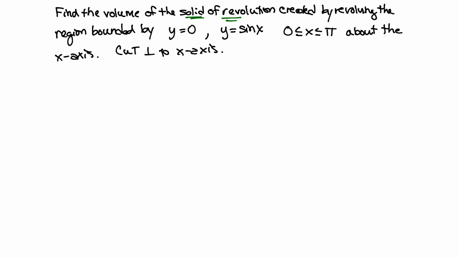Our warm-up problem for today to get our brains going. Last time, for people that weren't here, we started looking at solids of revolution, which is a solid that is created by taking a region and revolving that region about an axis. So take the region bounded by y equals 0 and y equals sine of x, from 0 to pi on the x-axis, and rotate it about the x-axis. What kind of shape do I get?